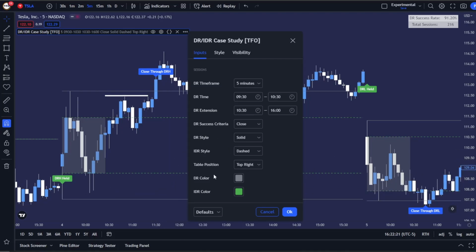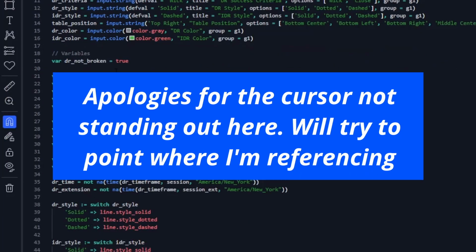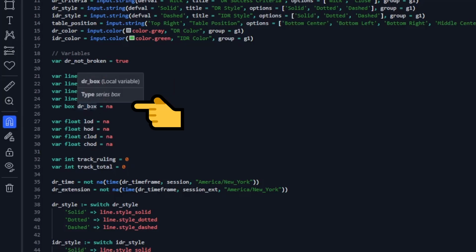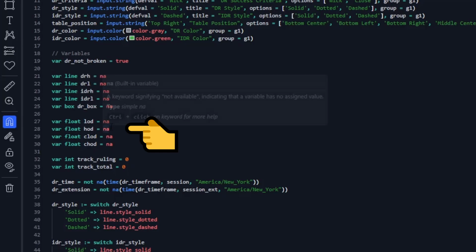And the rest of this just applies to the styling of the indicator. So we have all that, have a couple variables set up to tell whether the DR is currently broken or not, and setting our DR and IDR lines, as well as the box that covers the first hour of price action. These variables I'm just using to track the current low of the day and high of the day, and also the close low of the day and close high of the day. So I'm checking the candle bodies for the close criteria.